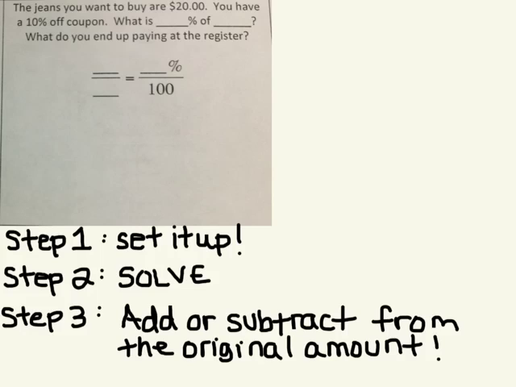The jeans you want to buy are $20, and you have a 10% off coupon. So here, I broke it down for you again, like we've been doing before. So I have what is blank percent of blank. This might help you with your setup. So what would go in those 2 blanks? I'm looking for percent and of.